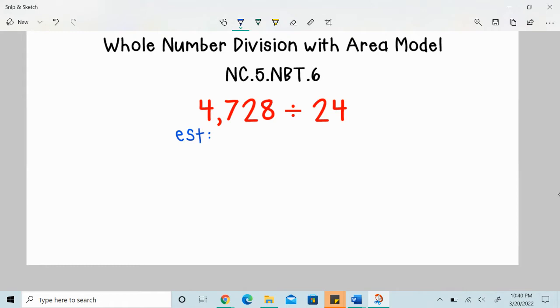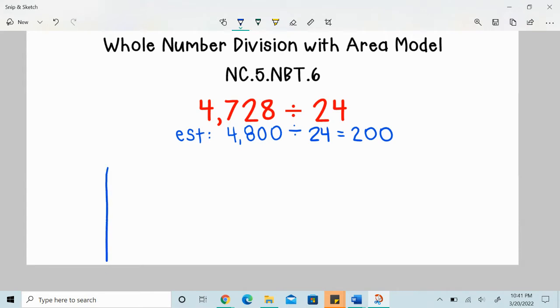So I'm looking at 24 and thinking about multiples of 24 and looking at 4,728. And I'm thinking, well, that's kind of close to 4,800. And I know that 48 is a multiple of 24. So if I had 4,800 divided by 24, I can think 24 times what would give me 4,800? And I know that would be 24 times 200. So I'm thinking that the answer for 4,728 divided by 24 will be around 200. So now we'll go ahead and get ready to solve this using the area model.